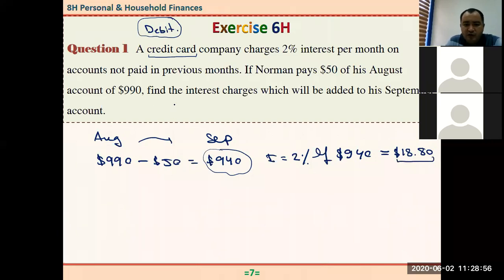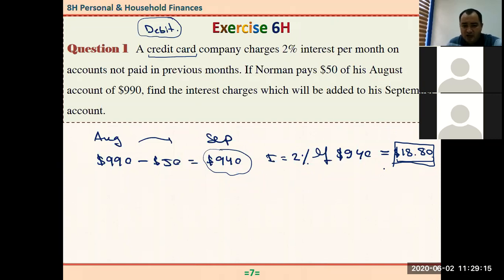So the question is, find the interest charge which will be added to his September account. So this much will be added to his September account. It's a kind of punishment. Okay, this is a soft punishment. You say that since you couldn't pay back on time, now this is a punishment. You need to add this amount, then pay back.